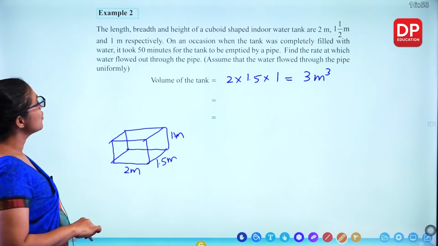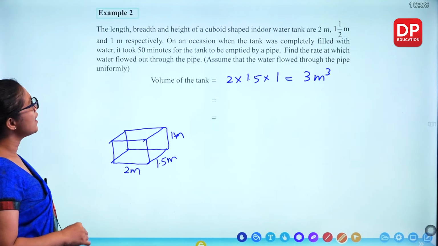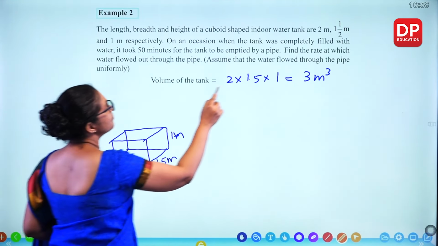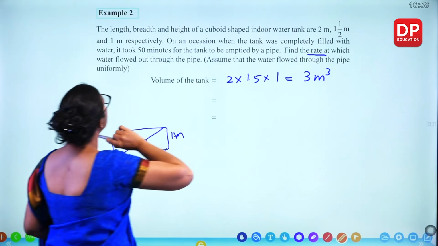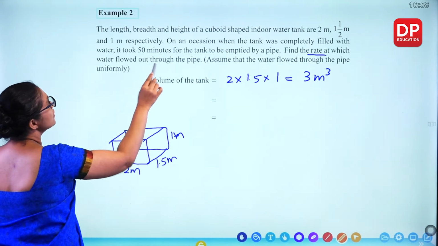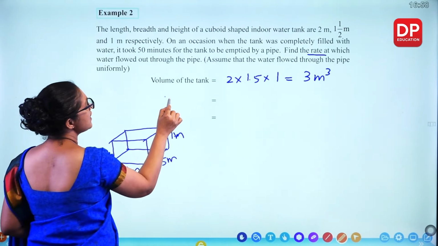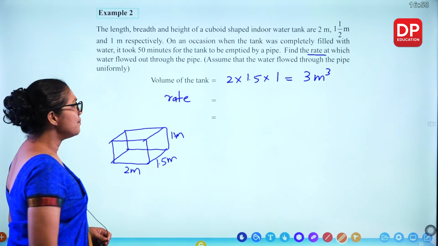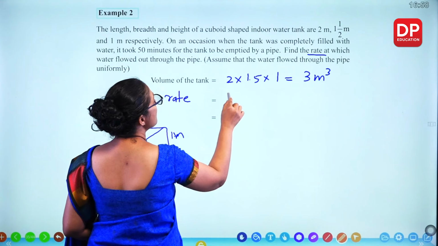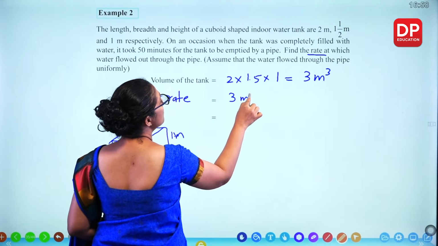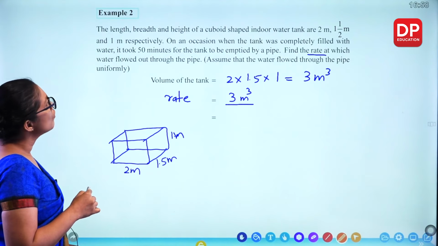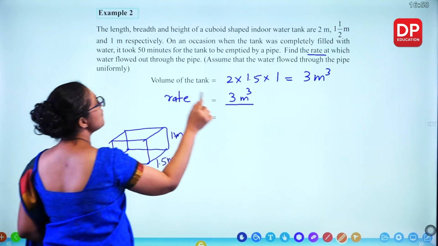Then what you do? So we need to find out the rate at which the water flows through the pipe. So rate of change of volume with time is the volume divided by the time taken. So how many minutes taken? 50 minutes.